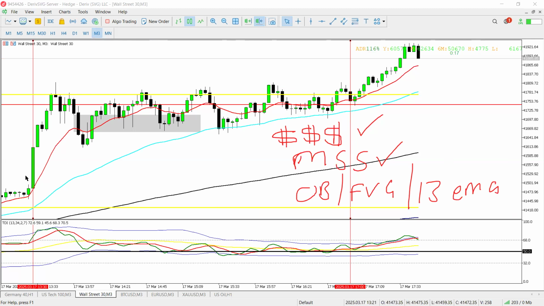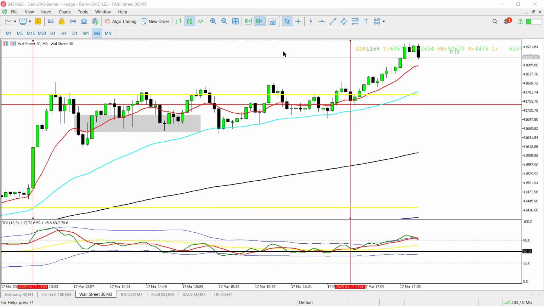So on this particular trade, what you see is a 7. We had a nice liquidity sweep to our left. Okay, the pen is running away from me. We had a nice liquidity sweep right here with a nice pin bar. And we had a market structure shift here. Price retraced into this order block here.